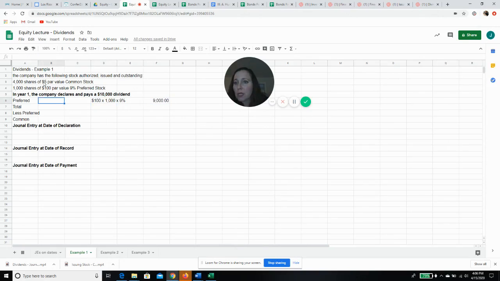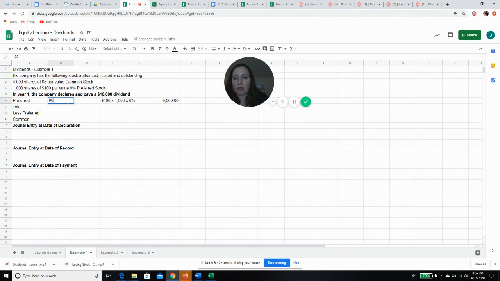So our preferred dividend is going to be $9,000. They get paid first, so they get their full $9,000 before common gets anything. Our total dividend is $10,000, less preferred, so preferred is getting $9,000 of that, which means that common will get $1,000.